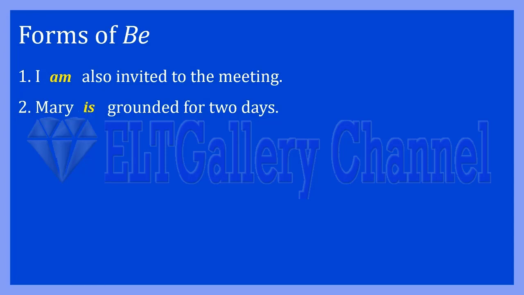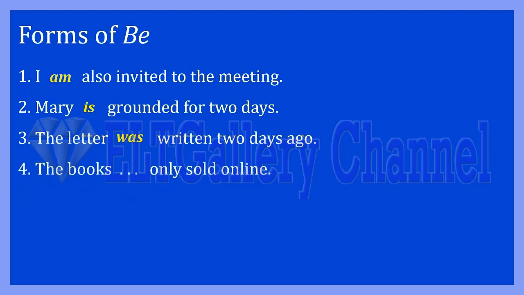Mary is a singular third person, and then we have is, and then the verb is stem plus en, ground and grounded. The term for the passive verb is stem plus en. The letter written 2 days ago. So this is a letter, which is singular, and it was 2 days ago, and therefore the form is the letter was written 2 days ago. The books only sold online. We have plural here, the books, and sold online. Probably this one is still going on, and therefore we say the books are sold online.